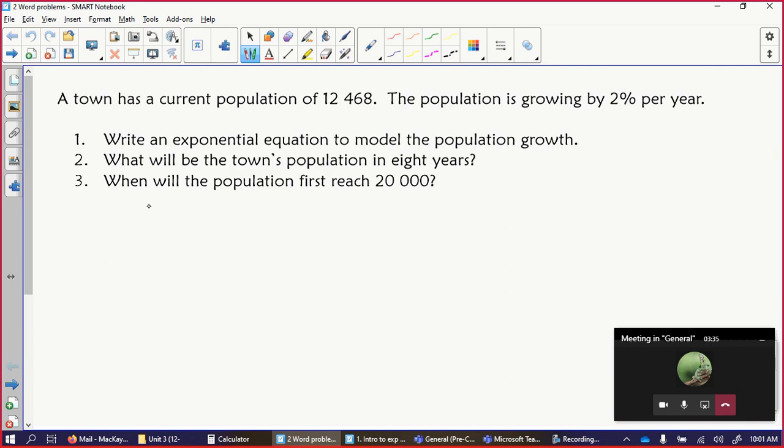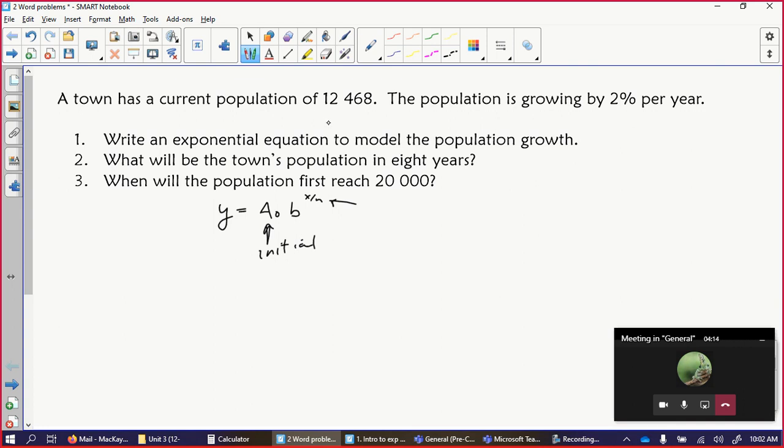For an exponential growth problem, we have that base structure. This is our initial amount. B is our rate, or how often it does whatever it does. X is our variable, and that's technically our horizontal stretch.